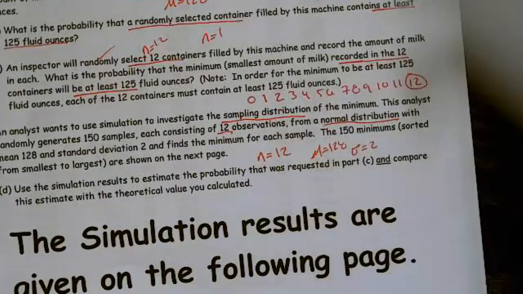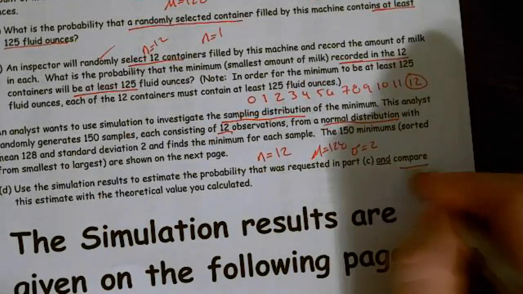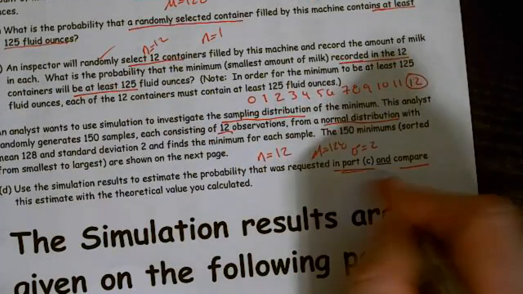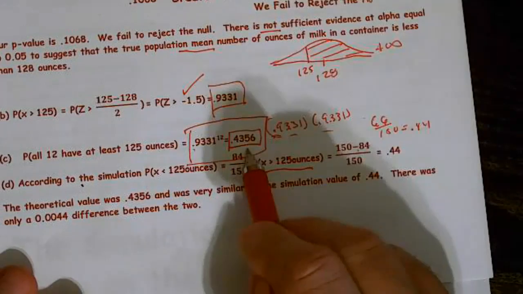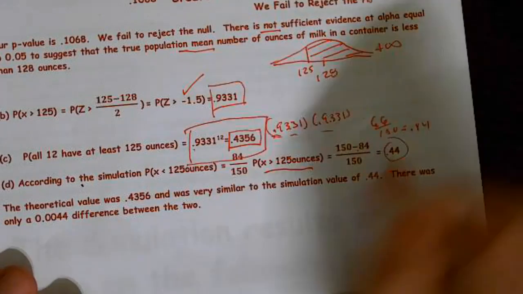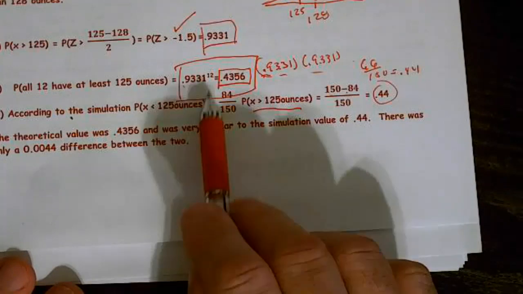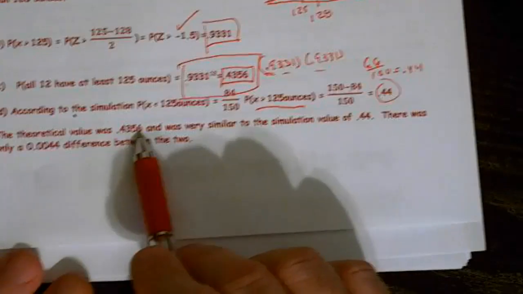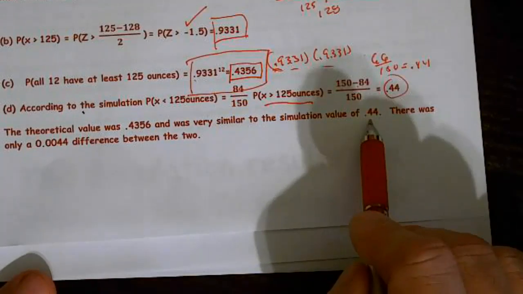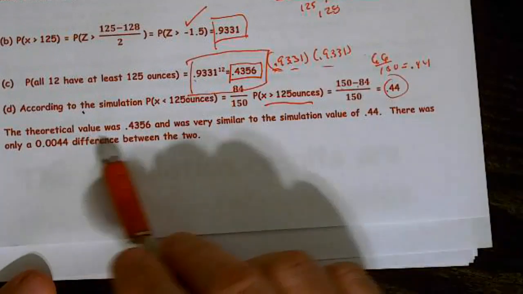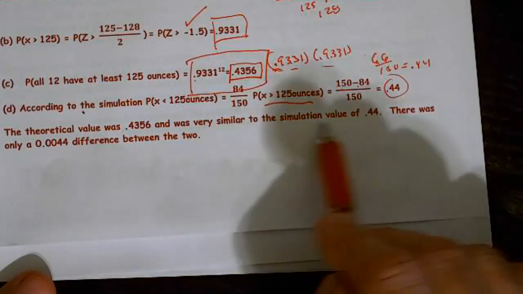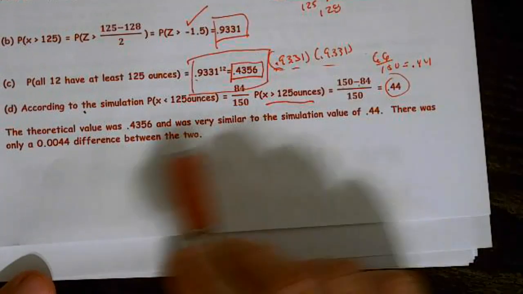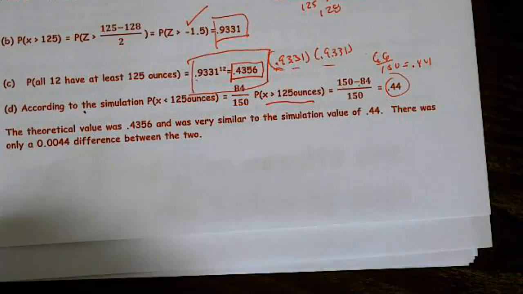Well, really important, we have to compare to part C. In part C, we got 0.4356. Here we get 0.44. So theoretically, we should have gotten 0.4356, and we're off by a little bit. So the theoretical value is 0.4356, and that's very similar to our simulation value of 0.44. When I subtract them, I only find a 0.0044 difference between the two.